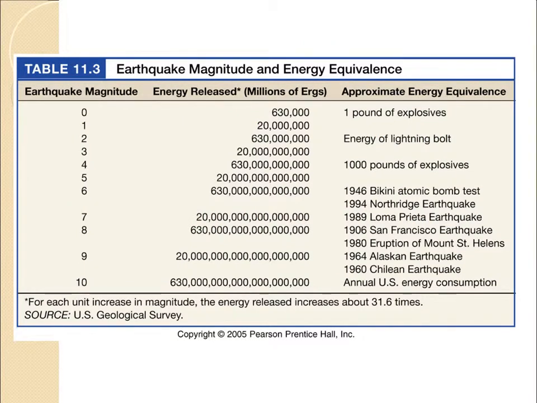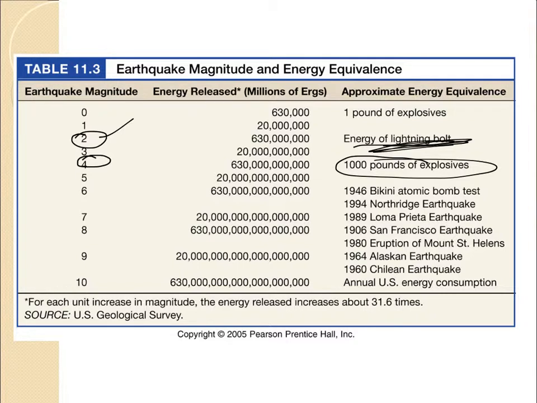So here we look at the earthquakes in terms of magnitude, and just a couple of things. The energy from a lightning bolt would be equivalent to a magnitude of 2. So we think of a bolt of lightning to be so powerful, but yet it's only a 2 on the Richter scale. 1,000 pounds of explosives would basically be a 4 on the Richter scale.